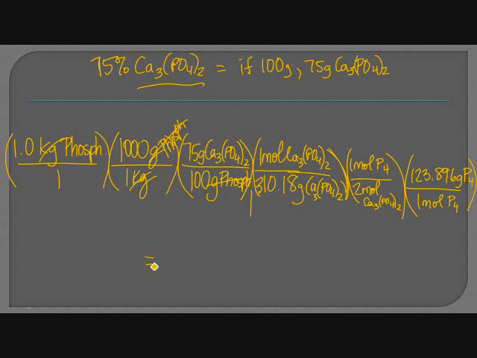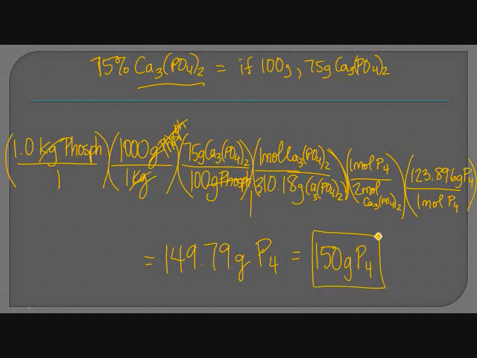So when you solve, the final answer is 149.79 grams of phosphorus P4, and we need 2 significant figures here, so 150 grams is fine, or you could say 1.5 times 10 to the second. Either one of those is good.